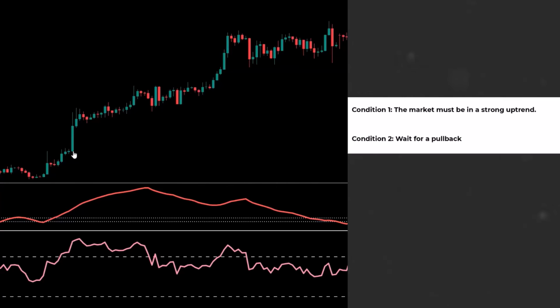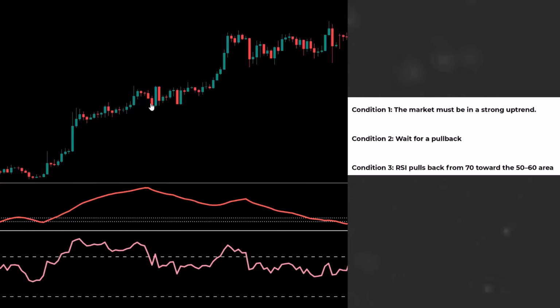Condition 2. Wait for a pullback. Price drops slightly, maybe 1 or 2 candles. Maybe it returns to a small support level or a trend line. This is completely normal. Even strong trends need time to breathe. Condition 3. RSI pulls back from 70 toward the 50 or 60 area. This is the key point.